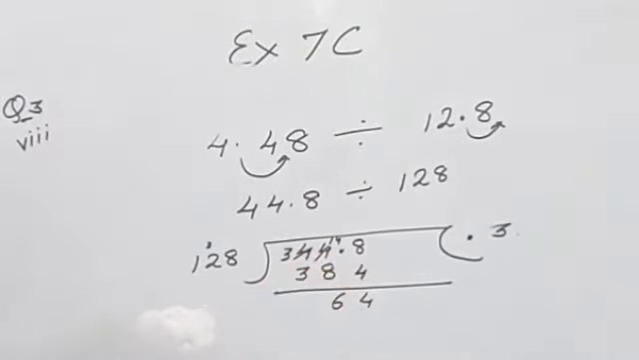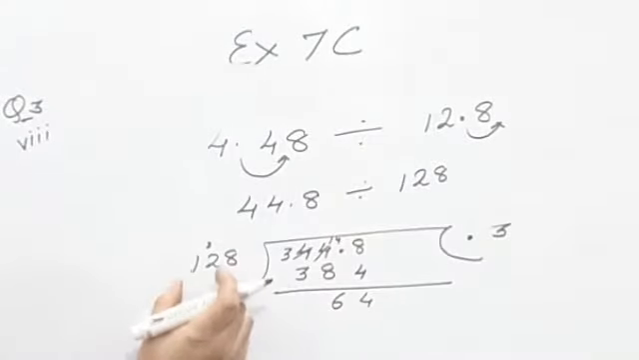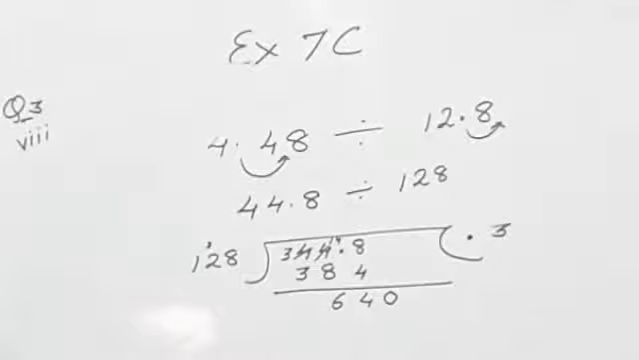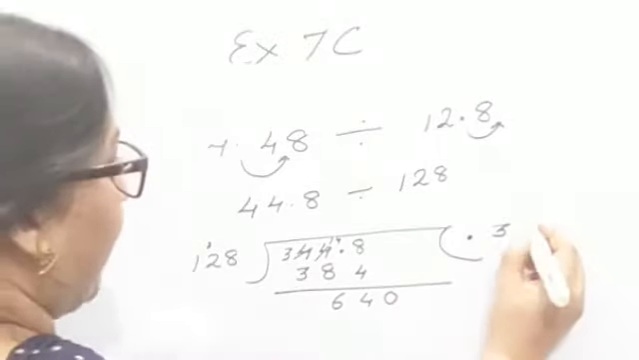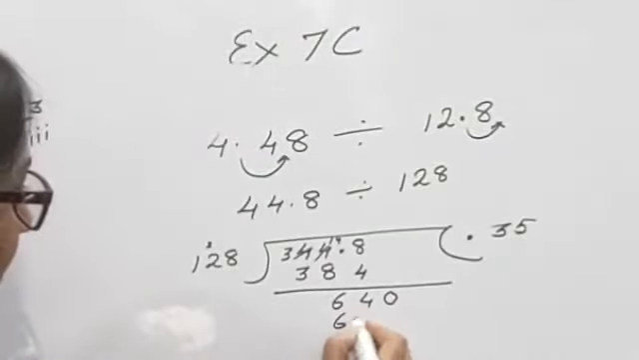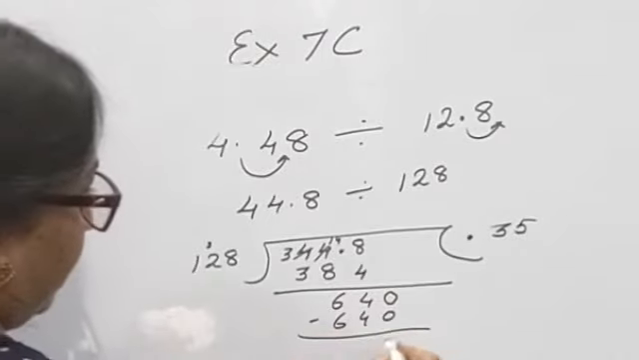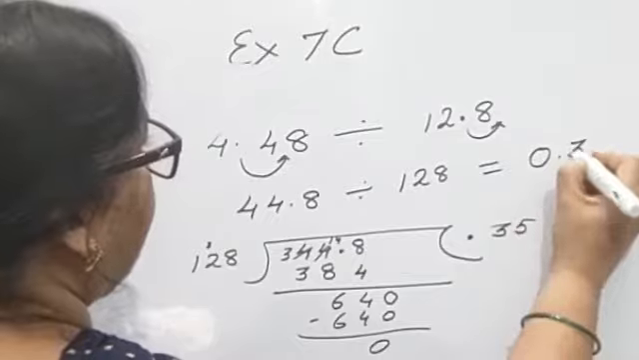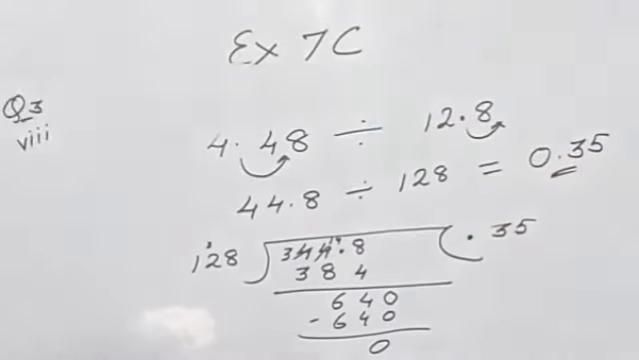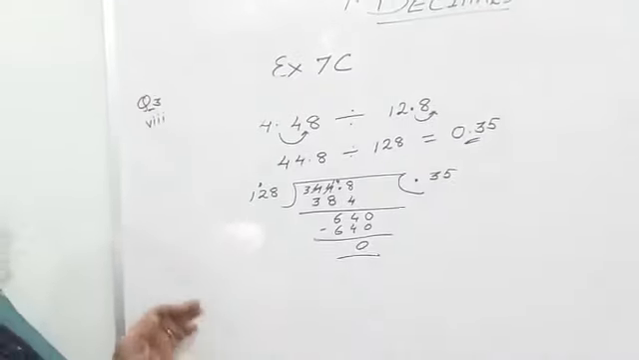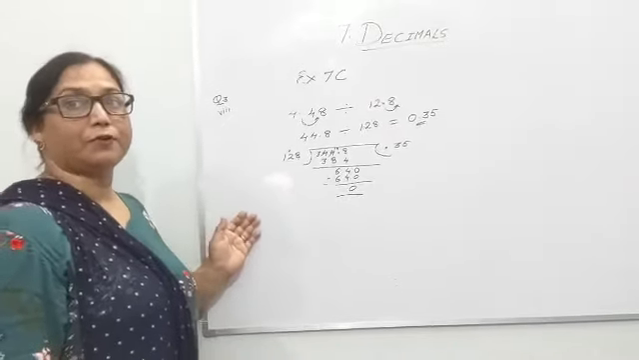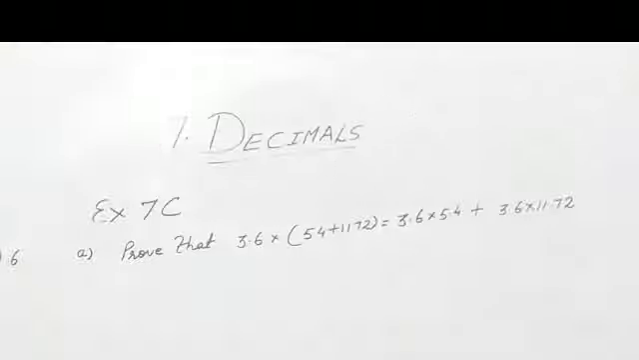Here 3, so in the next step 64 is less than 128, you can add 0 as the decimal point is already there. So when you proceed, it will go 5 times, 640. Hence the quotient of this division is 0.35. Students, to gain confidence in such questions, you have to do more and more sums of division in your practice.